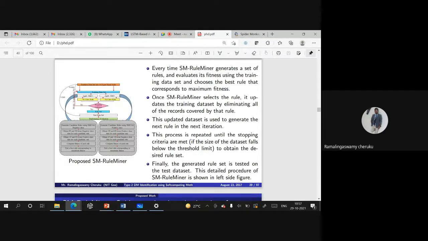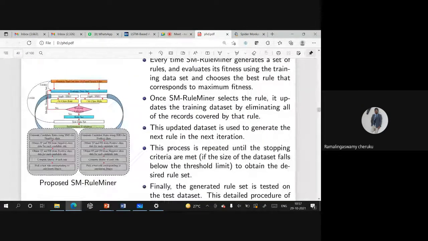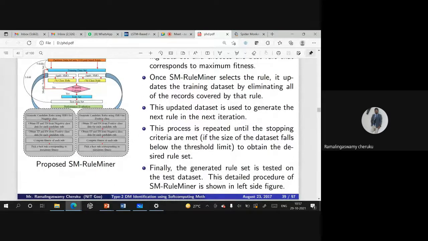Suppose I have to repeat this process until the number of tuples in my partition falls below a certain threshold. Suppose if it is below 10 samples, whenever the size of your data set partition falls below 10, you can stop your algorithm. This process you have to repeat for both the positive class and negative class. Finally, you combine all the rules generated from the positive and negative class to constitute the final rule set.